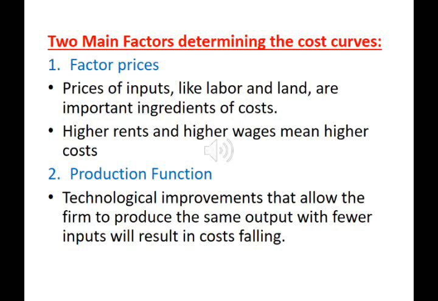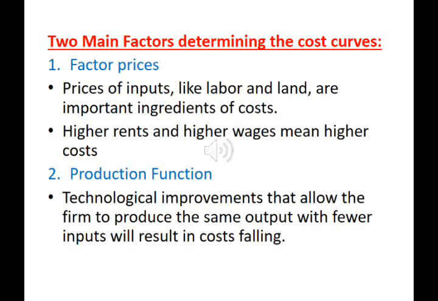Okay, so let's summarize these two things in the two main factors determining the cost curves. The first one is factor prices. Prices of inputs like labor and land are important ingredients of costs. Of course, higher rents mean higher cost for the producer. Higher wages mean higher cost for the producer. So this is what we mean by factor prices.